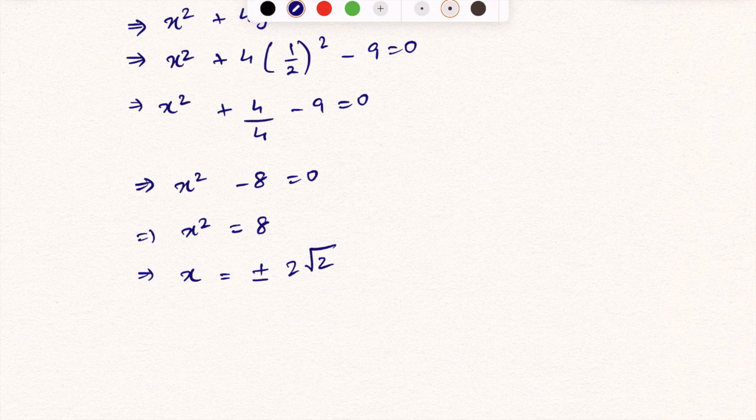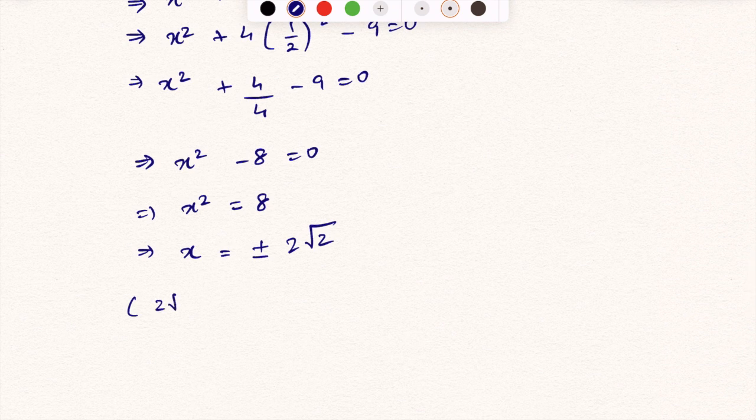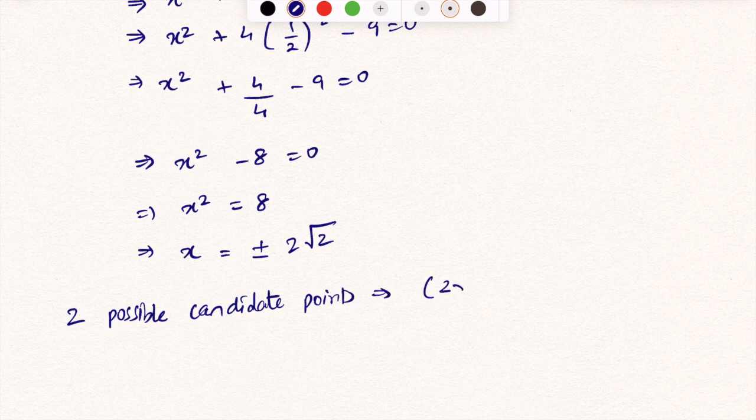And so at this point, we have two possible candidate points. That would be 2 root 2 comma 1/2 and minus 2 root 2 comma 1/2. Now at this point, we don't know which of these points is valid.